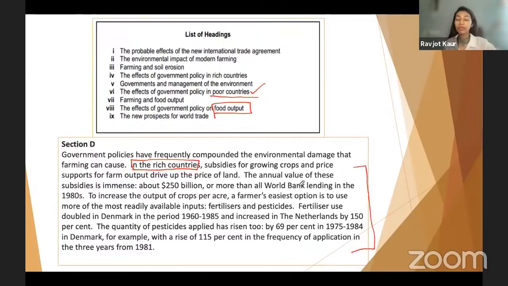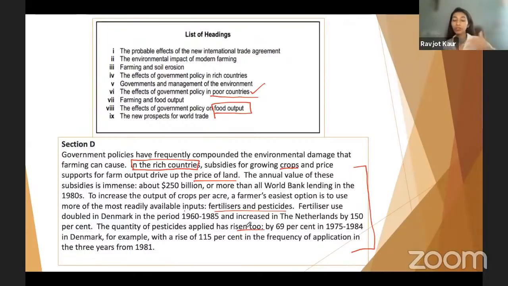Subsidies for growing crops and price supports for farm output drive up the price of land. The annual value of these subsidies is immense, about $250 billion, or more than all World Bank lending in the 1980s. To increase the output of crops per acre, a farmer's easiest option is to use more of the most readily available inputs, fertilizers and pesticides. Fertilizer use doubled in Denmark in this period, and increased in the Netherlands by this. The quantity of pesticides applied has risen too.